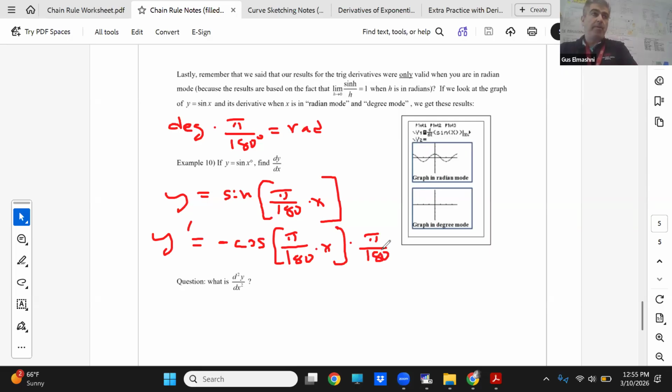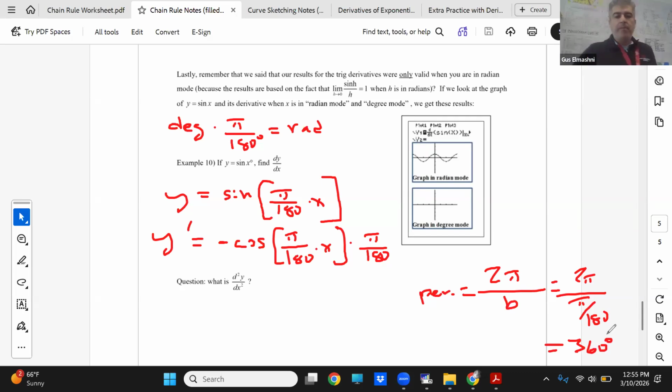Also, the period changes as well, right? You guys remember how to find period? So the amplitude's low. How do you find period? 2 pi over what? So if I do 2 pi over pi over 180, clearly what's my period? 360. Yeah, as it should be, right? So that's why you get something really weird if you do this in degree mode.